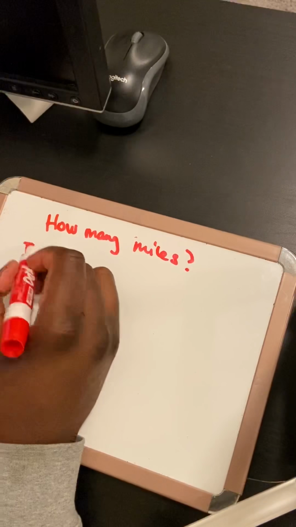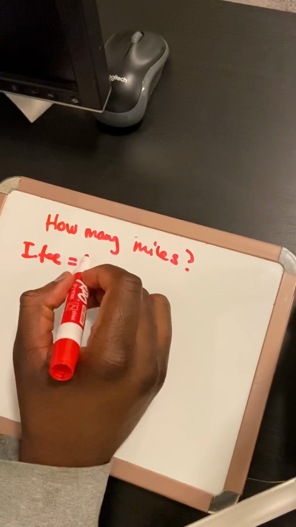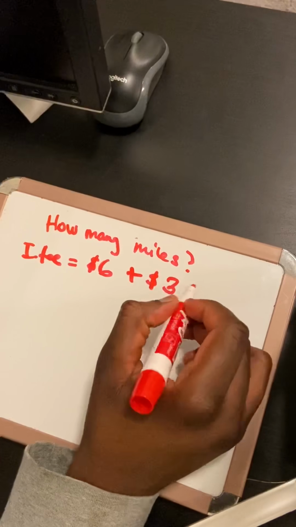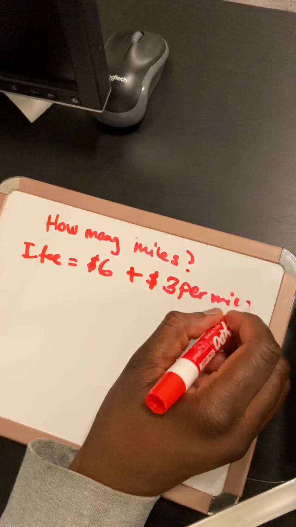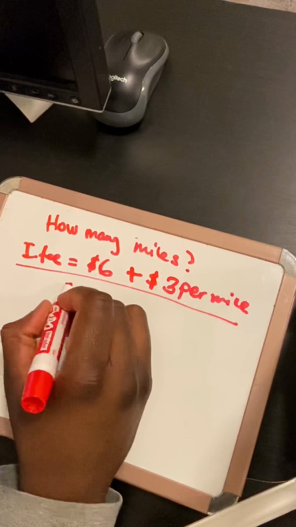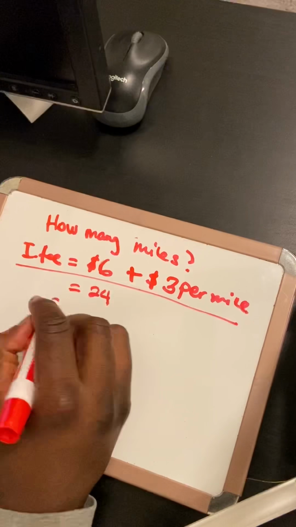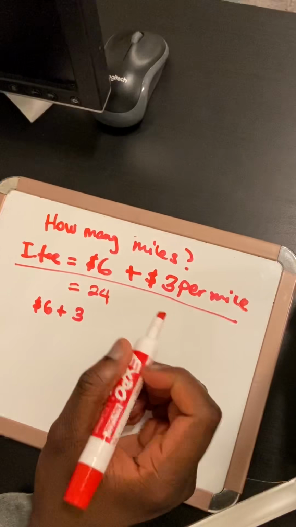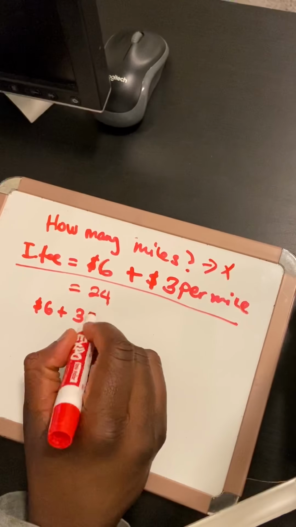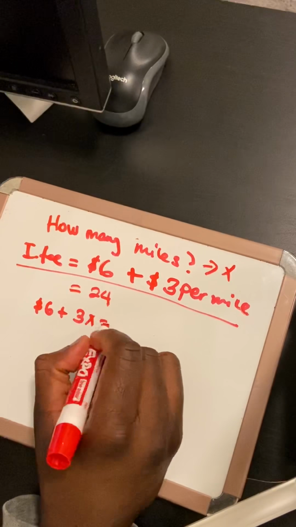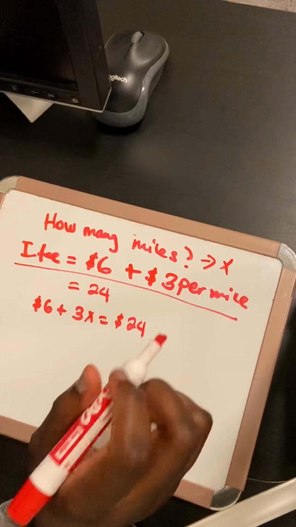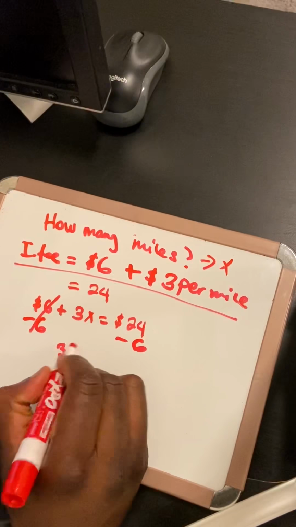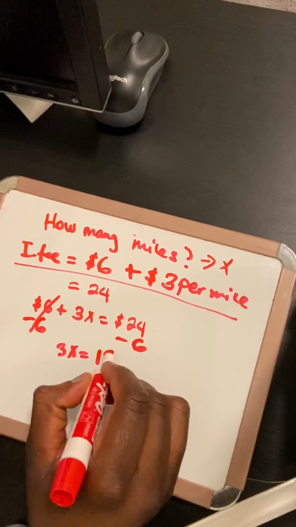The initial fee was $6 plus whatever he paid per mile. He paid $3 per mile, right? All of this has to equal 24. So we can just write an expression: 6 plus 3 per mile. We don't know how many miles, so that's what we're looking for. So that is our x, our unknown value. So 6 plus 3x equals $24. This is very simple. We subtract 6 on both sides. This cancels. 3x equals 18.